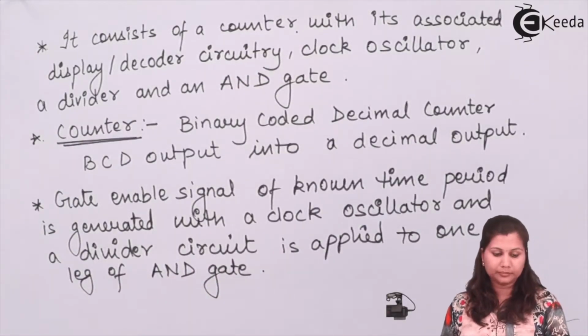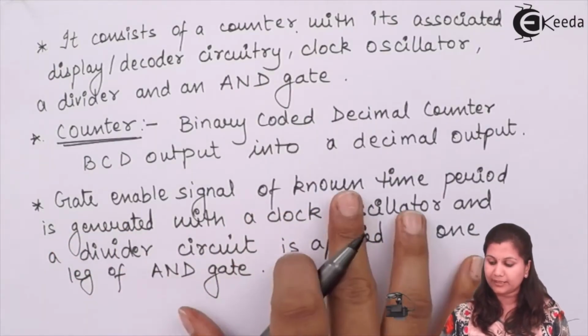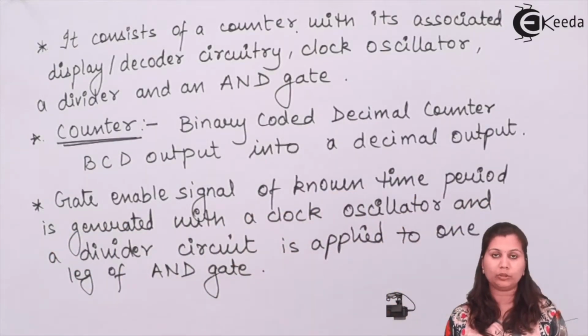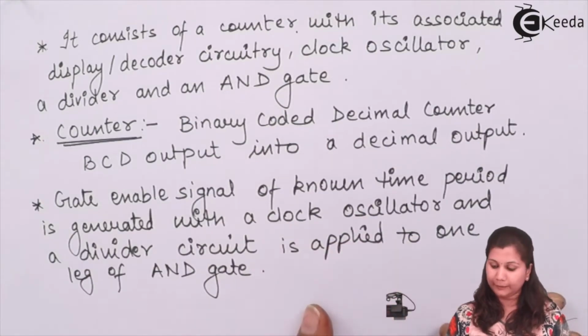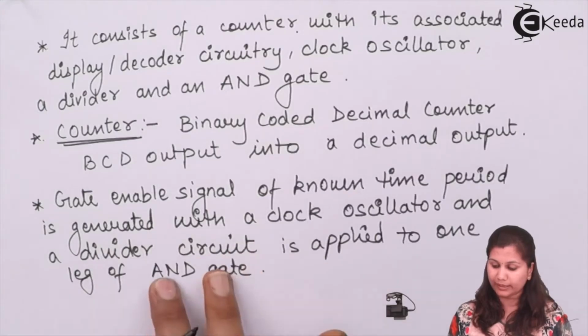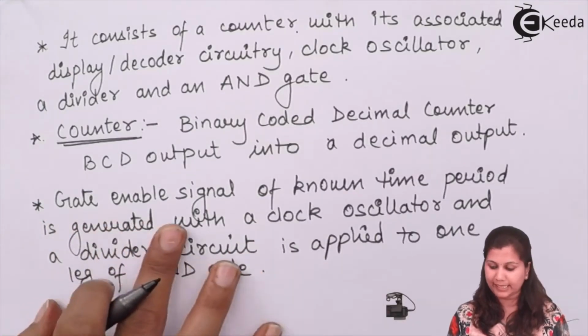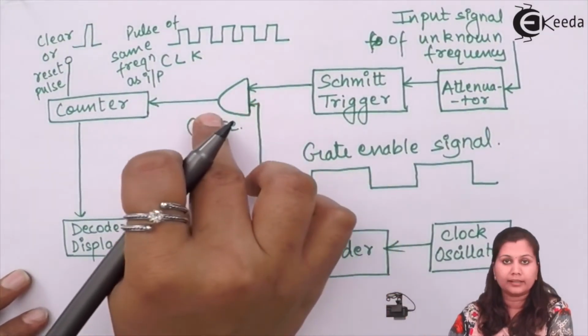Now here we are having a gate enabled signal. This gate enabled signal is of a known time period. We know the time period, or we can say we know the frequency of this gate enabled signal, and this signal is generated by a clock oscillator and a divider circuit. And these two circuits are going to provide this gate enabled signal as one end of the gate.